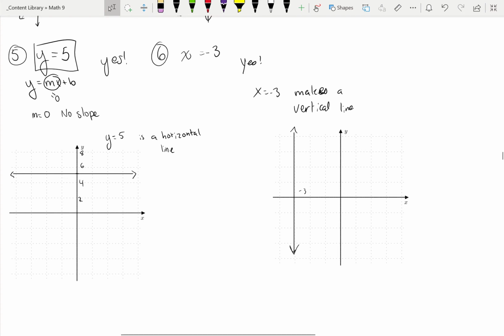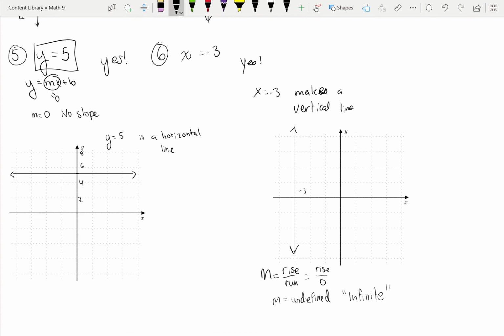Now, the issue with this is I can't put this into y equals mx plus b form, because if I think about the slope, so if I think about m is equal to rise over run, how much do I rise compared to how much do I run? Well, if I think about this, I go up any amount and I'm going to run 0. So I'm going to have rise over 0. I can't divide by 0. This is technically, we say in math, undefined. But another way you can think of it is that the slope is infinite. It's a straight up and down line.